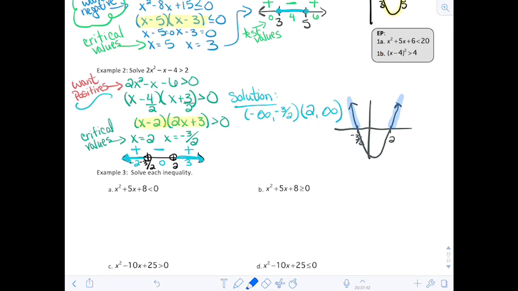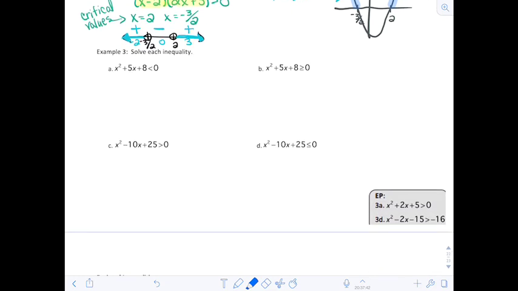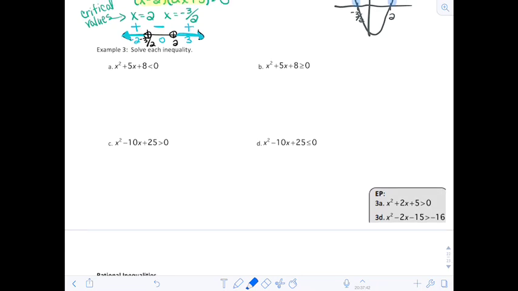Okay, let's look at example 3. We have 4 different equations, and I want you to look at A and B. Notice that A and B are actually almost identical. These are kind of special cases. X squared plus 5x plus 8 is less than 0, and x squared plus 5x plus 8 is greater than or equal to 0. So there's going to be something special that we're going to look at with these.